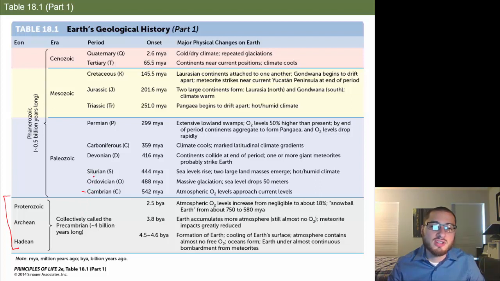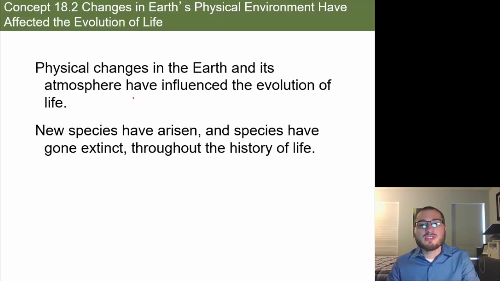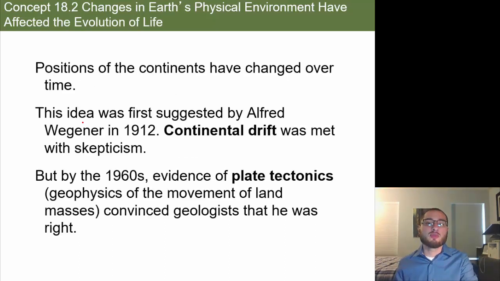Then you have the Cambrian, Ordovician, Silurian, Devonian, Carboniferous, Permian, and then you go into the Mesozoic, which has the Triassic, the Jurassic, the Cretaceous, and then the Cenozoic is going to have the Tertiary and the Quaternary periods within that. So physical changes in the Earth and its atmosphere have influenced the evolution of life, just like what's going on right now with climate change, where increases in carbon levels are increasing the temperature of the Earth. New species have arisen and species have gone extinct throughout the history of life, and that continues today. The positions of the continents have actually changed over time, which some of you may have known.